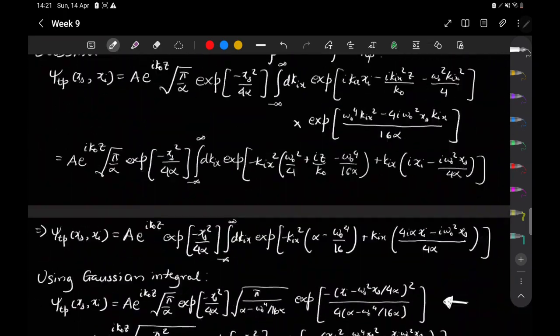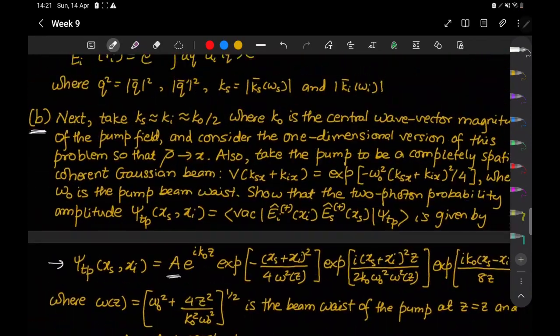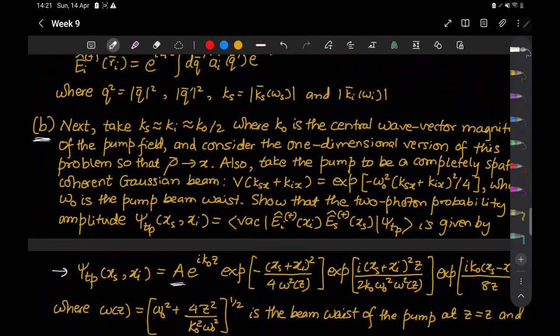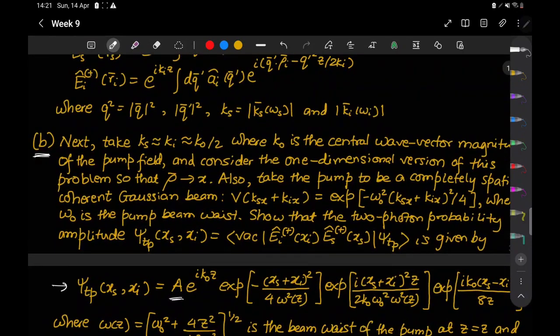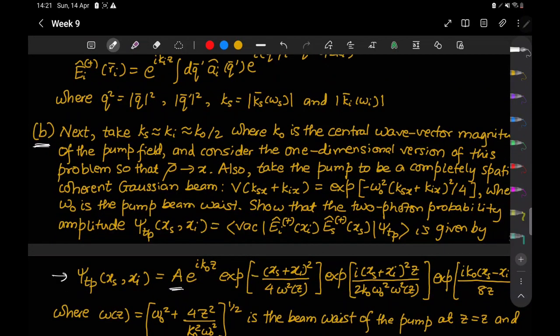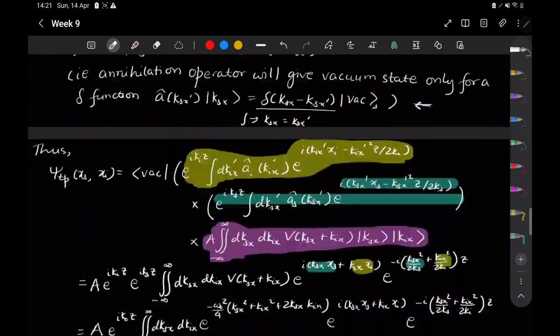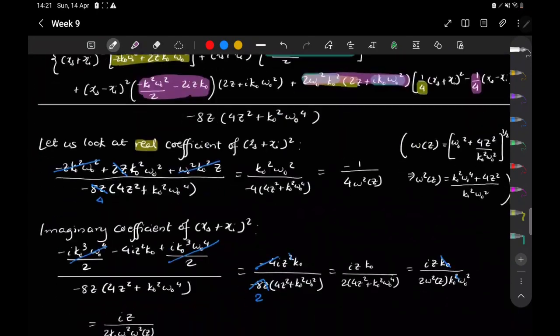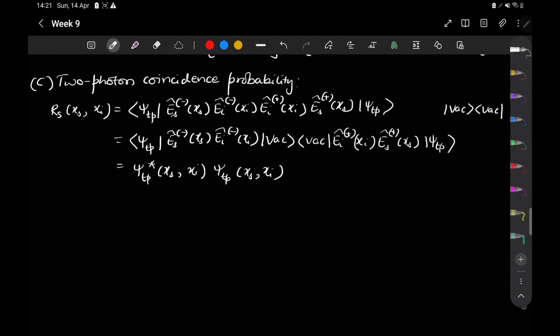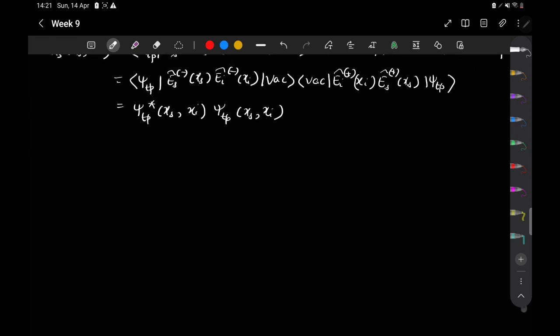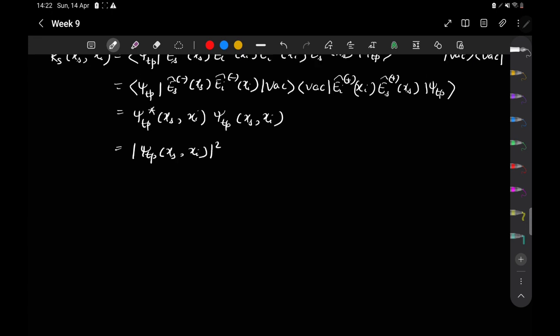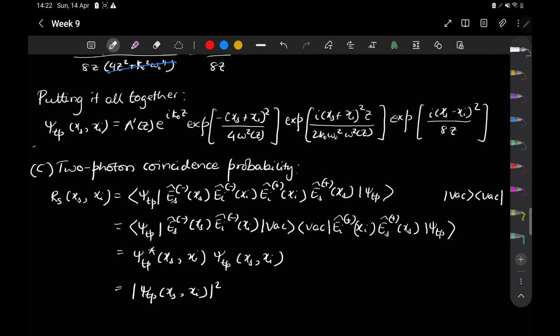This is because we were already given this expression for psi TP over here, right here. So this is psi TP and this is just the complex conjugate. So this is mod psi TP squared, and psi TP we have already derived over here.